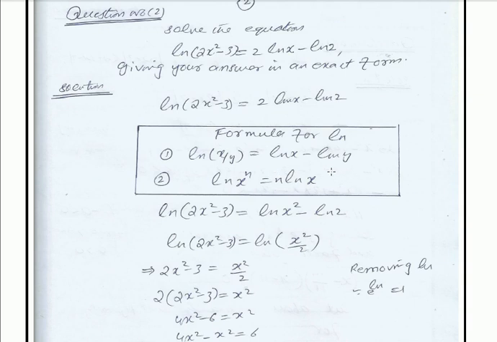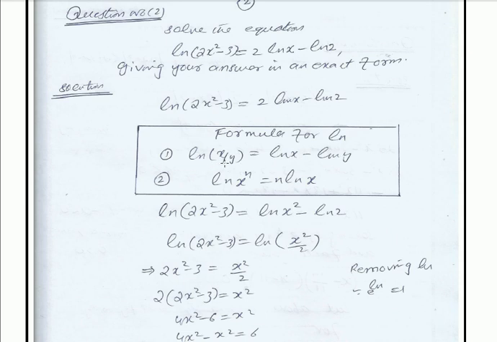For question number 2, solve the equation ln(2x² − 3) = 2 ln x − ln 2, giving your answer in an exact form. So first of all, the given equation is ln(2x² − 3) = 2 ln x − ln 2. Before we start the solution of the question, we should know two formulas for the ln.